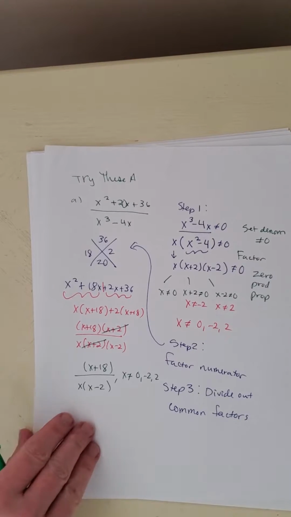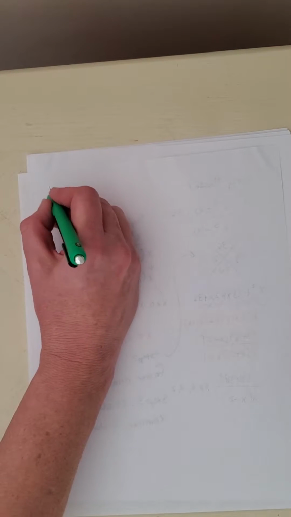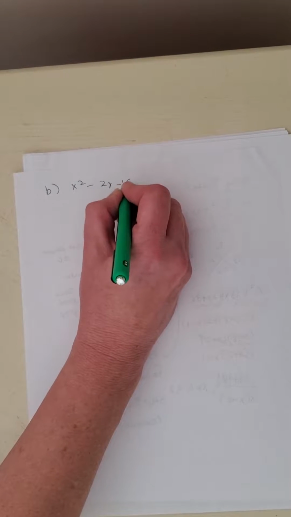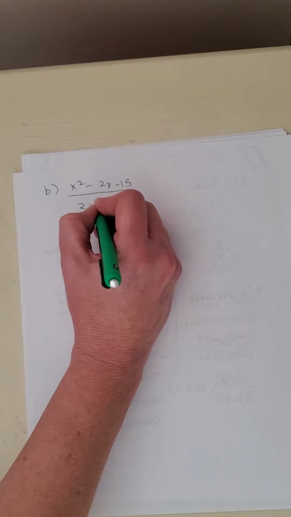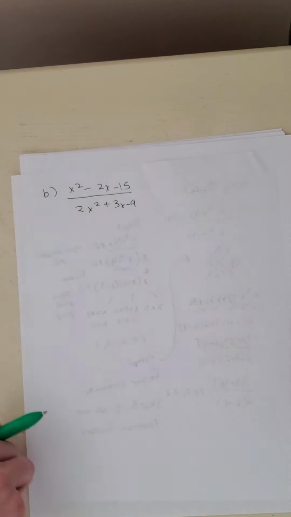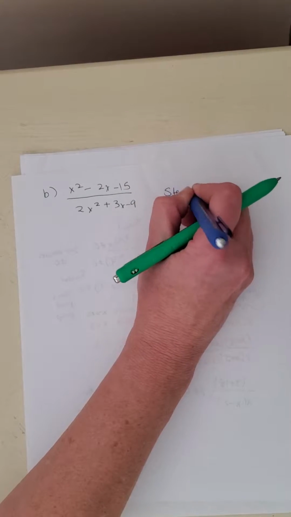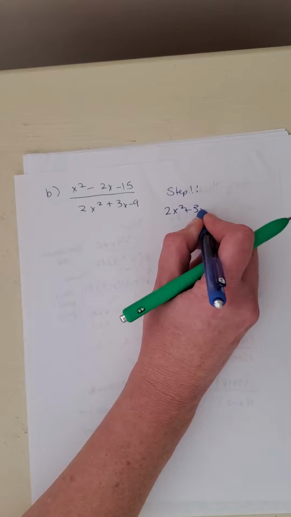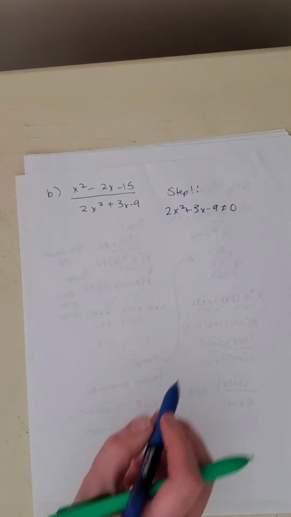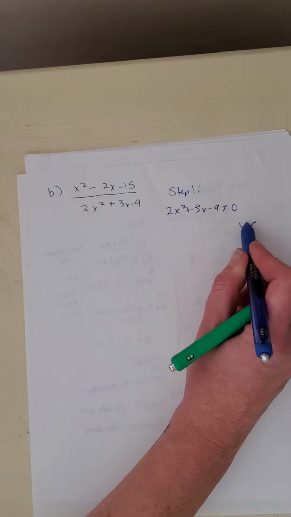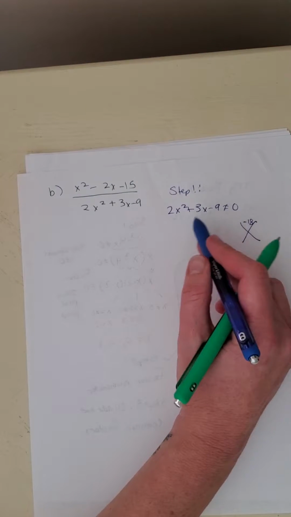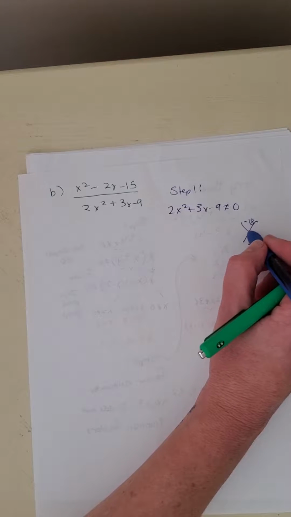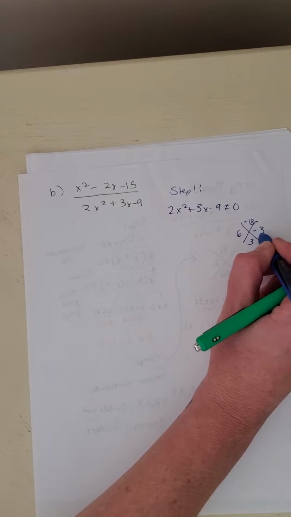All right, for B, let's go ahead and do B. We have x squared minus 2x minus 15 over 2x squared plus 3x minus 9. All right, step 1. We're going to factor the denominator, right? Say it cannot equal 0 and factor it and see what will do that. So we need something that multiplies to a times c, 2 times -9 is -18, and adds to b, which is 3. Those numbers would be 6 and -3.